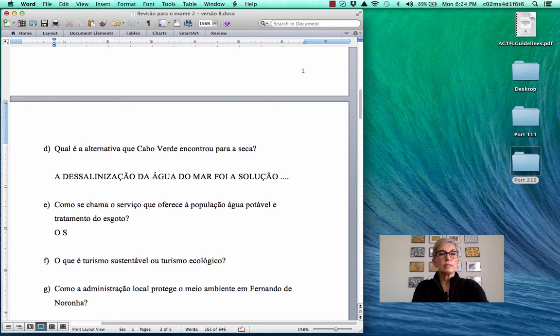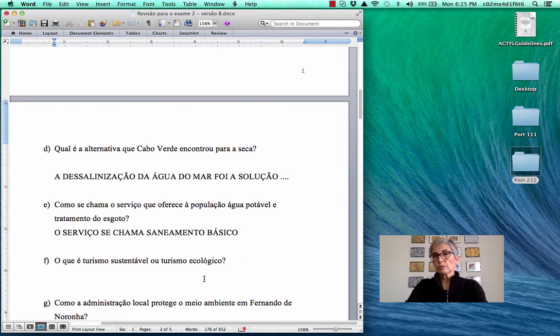Então, o serviço se chama saneamento básico. And that's why it's called basic sanitation, because this is the basic thing that you need in order to have a healthy population. You have to treat the sewage and you have to treat the water so that people can drink the water and not get sick.